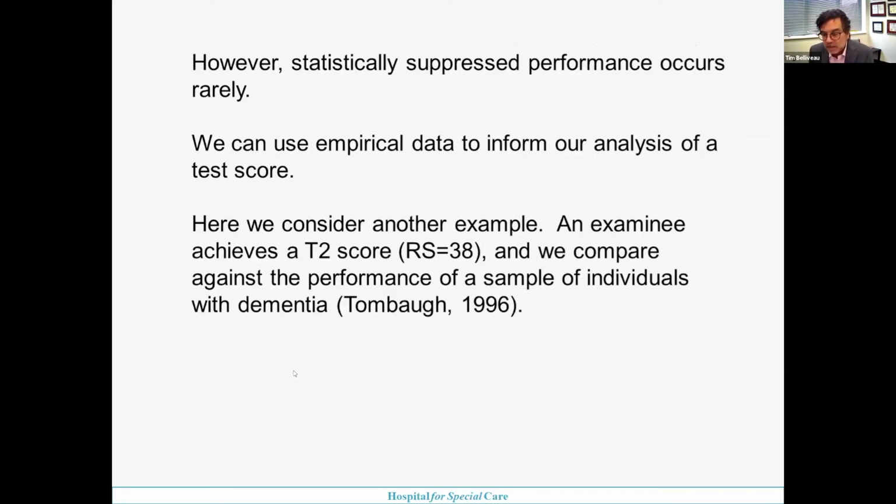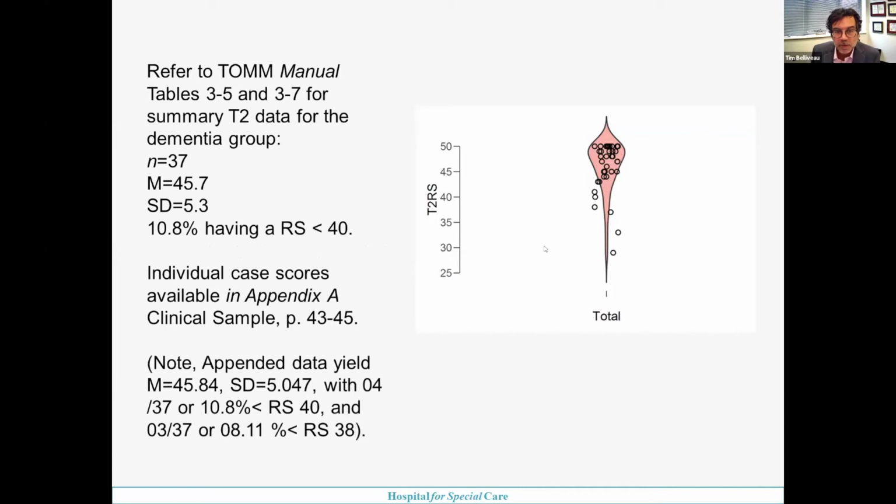However, that conclusion of having a very stringent test of whether the test score is below random happens very rarely. Another thing we can do is use some empirical data to inform our analysis of the meaning of a test score. So what we've done here is we've looked in the TOM manual, and in the appendix we find a small sample, but helpful, of individuals with dementia on trial 2 of the TOM. And I've represented that here with this violin plot.